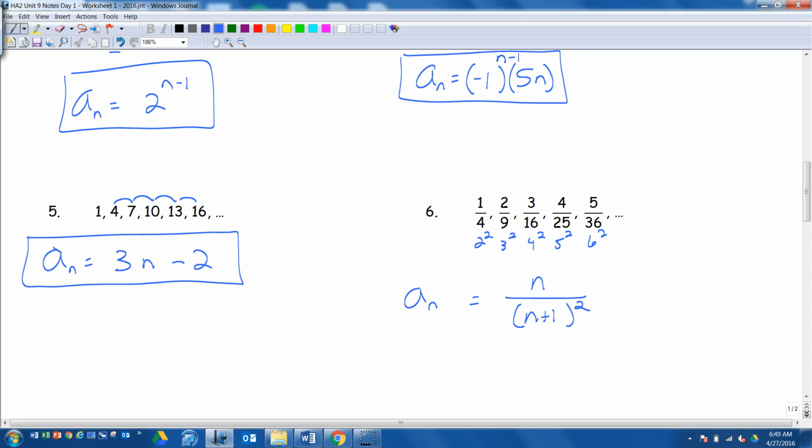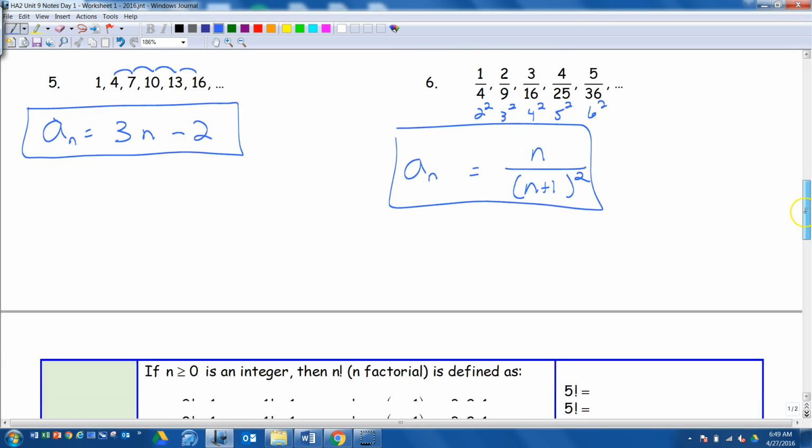So now let's think about that. When I put a 1 in, I get 1 over 1 plus 1 is 2 squared, which is 1/4. If I put a 2 in, I get 2 over 2 plus 1 is 3 squared is 9. So that does work. This is probably the hardest thing you have to do, is come up with the patterns.